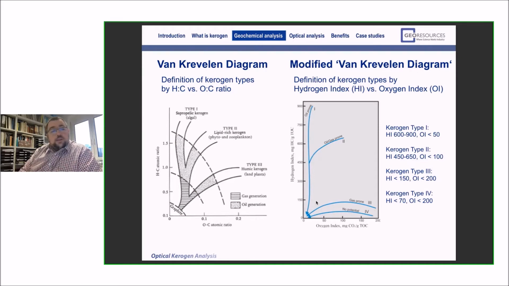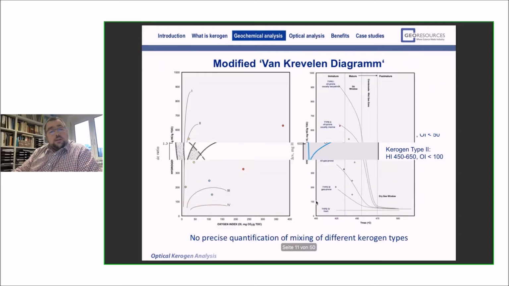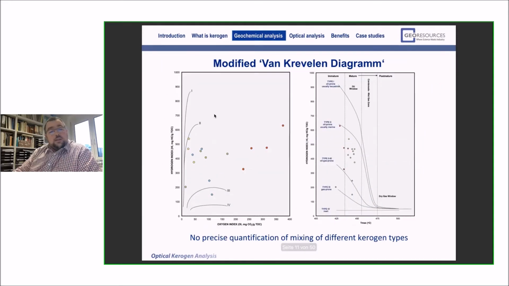But that's theory, and in reality, we get things like this. So again, we have the type 3 trend here, the type 4 trend here, the type 2 and the type 1 trend. And we have some samples that fall closely to some of the pure trends, but a lot of the data are somewhere here in between. So how can we really identify what this is? It seems to be a mixture of type 2 and type 3, but how much type 2, how much type 3, or how does it work?